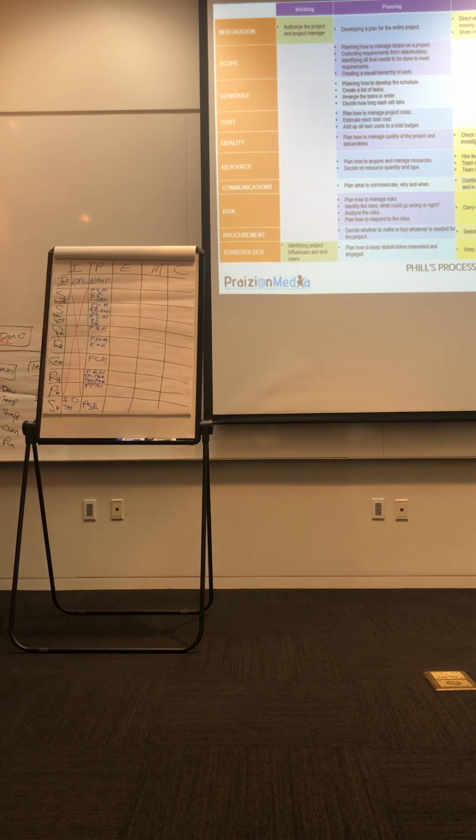Procurement, there's just one thing there. Stakeholder, there's just one thing there. Boom. Are we done? I think we're done with planning. We are. But does it make sense, all that I went through? Is there any of them that you have a question on?